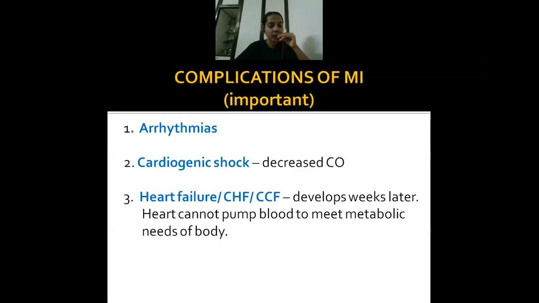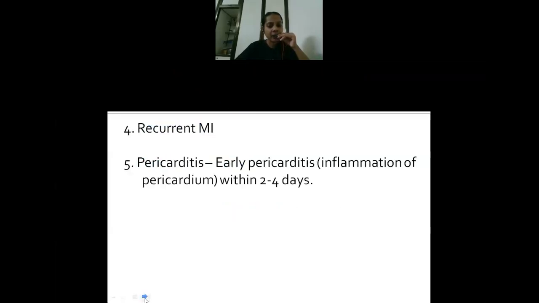Why does cardiogenic shock occur? Because of decreased cardiac output. Heart failure, congestive cardiac failure and congestive heart failure, all are the same. Why it happens is because the heart is not able to pump the blood to meet the metabolic needs of the body. Normally heart failure can happen weeks later after MI. Next is recurrent MI, which is also very common. After one MI, again and again you might have heard second attack, third attack and all, isn't it?